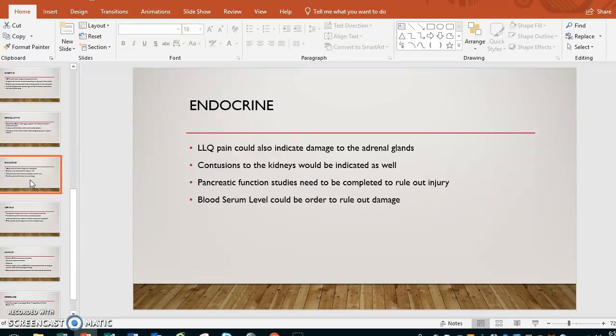Endocrine: left lower quadrant pain could also indicate damage to adrenal glands. Contusions to the kidneys need to be ruled out. A pancreas function study should be completed to rule out any injury. Blood serum levels could be ordered to rule out any damage.